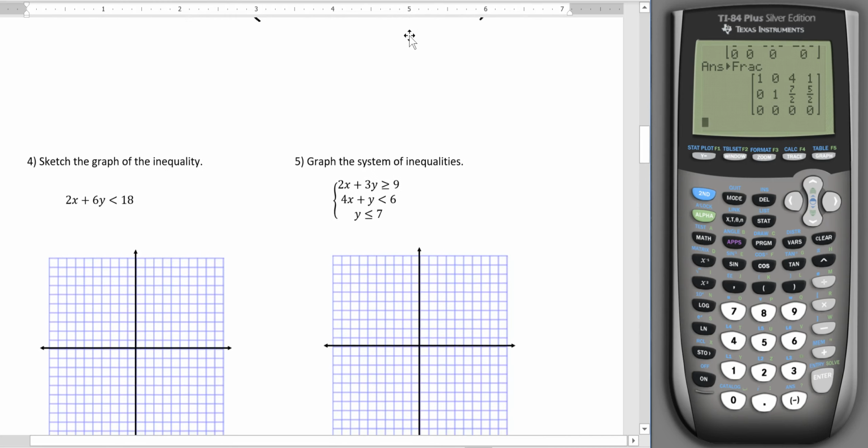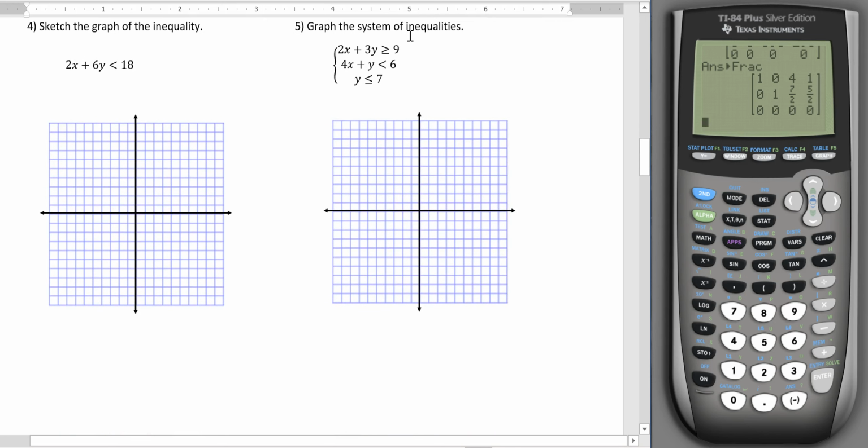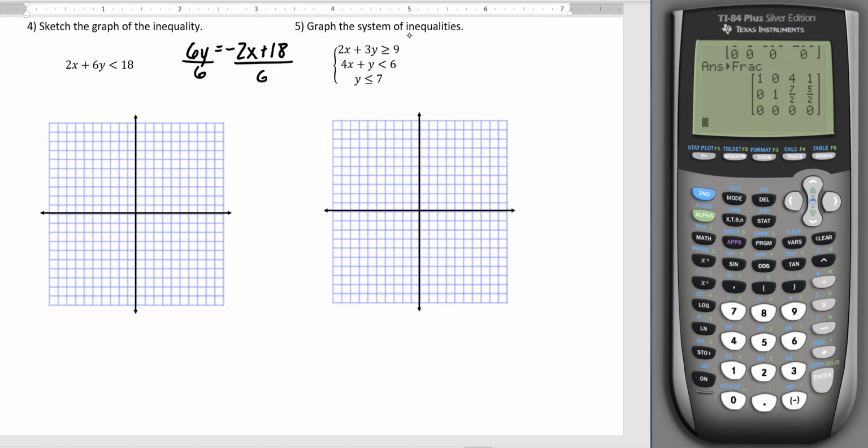B-E-A-U-T-I-F-U-L. Beautiful. All right, some inequalities. 2x plus 6y is less than 18. Graph it. I'm going to subtract 2x, so I will have 6y equals negative 2x plus 18. Divide by 6, divide by 6. I'll find that y equals negative 1/3 x plus 3. So y-intercept of 3 and slope of negative 1/3.